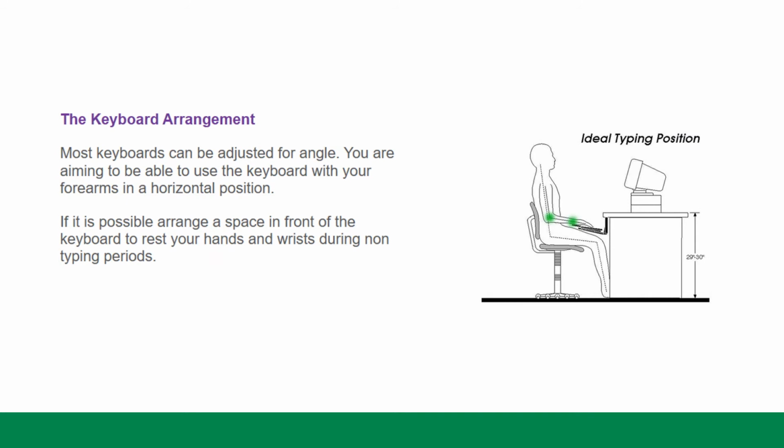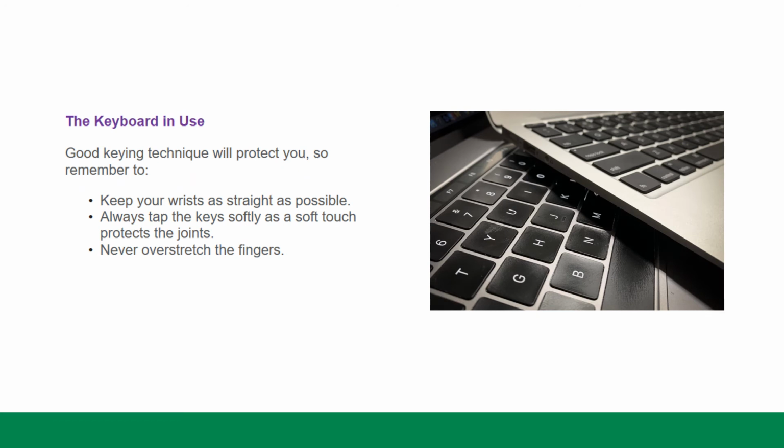The keyboard arrangement. Most keyboards can be adjusted for angle. You are aiming to be able to use the keyboard with your forearms in a horizontal position. If it is possible, arrange a space in front of the keyboard to rest your hands and wrists during non-typing periods. Good keying technique will protect you, so remember to keep your wrists as straight as possible, always tap the keys softly as a soft touch protects the joints, and never overstretch the fingers.